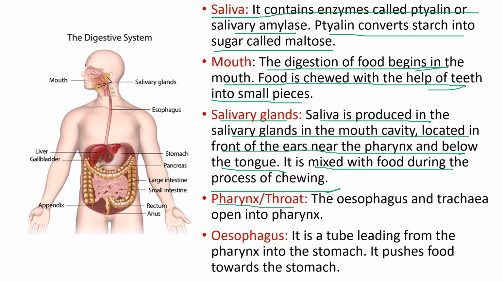Next part is the pharynx or throat. The esophagus and trachea open into the pharynx. The esophagus is a tube leading from the pharynx into the stomach. It pushes food towards the stomach.